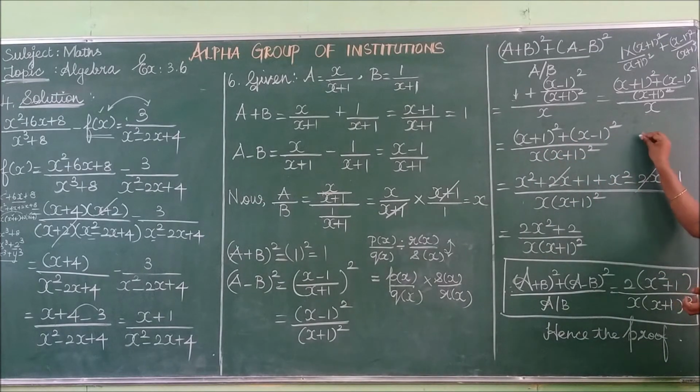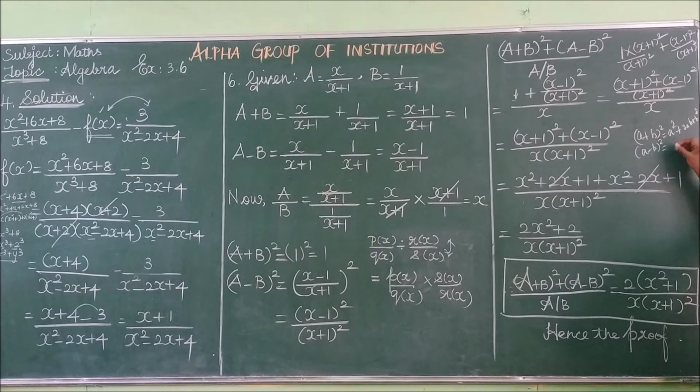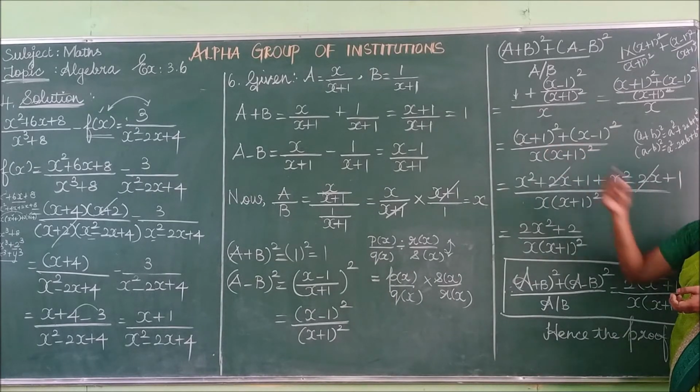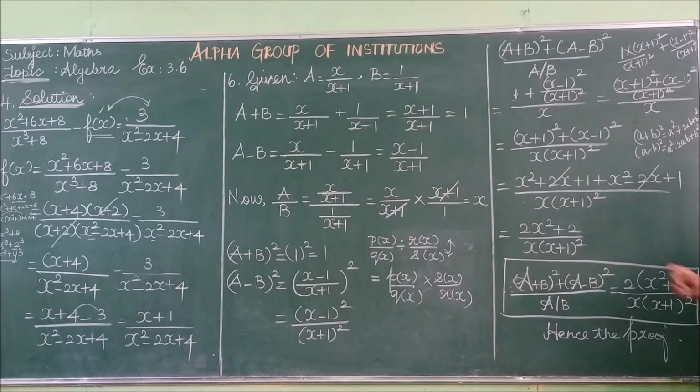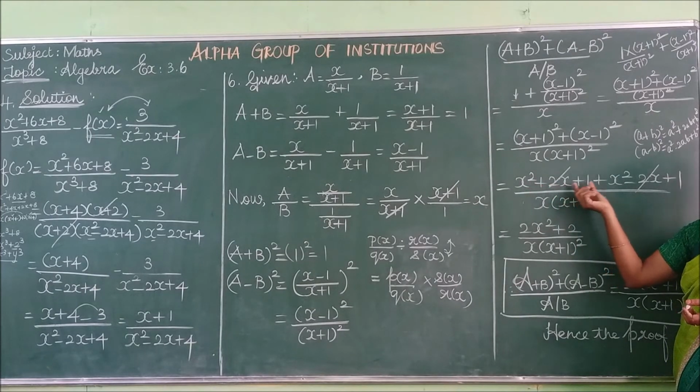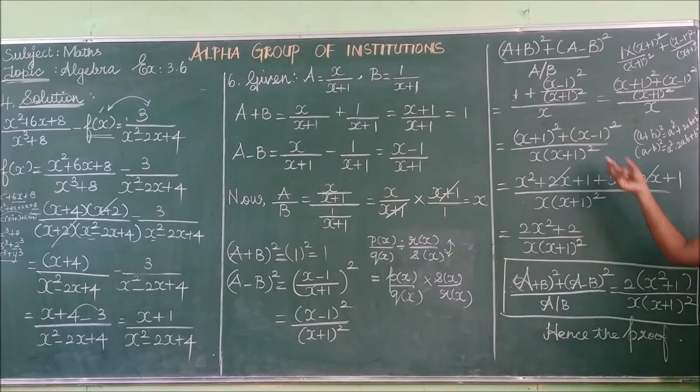Now use the formula. What's the formula for (a plus b) whole square? (a plus b) whole squared is a squared plus 2ab plus b squared. Similarly, (a minus b) whole squared is a squared minus 2ab plus b squared. You can apply. Here a is x and b is 1. So x squared plus 2x plus 1. Here the operation is plus, so we can write the formula directly. x squared minus 2x plus 1. This positive 2x and negative 2x get cancelled.